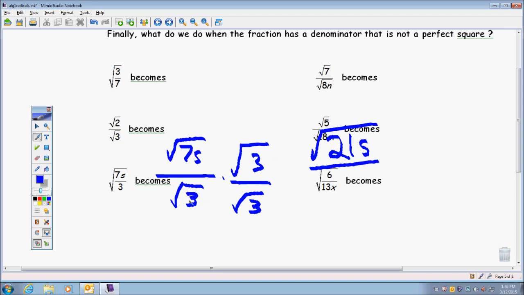Radical 3 times radical 3 is radical 9, which just becomes 3. And we're done. You cannot divide a number into a radical. We are done. We are done.